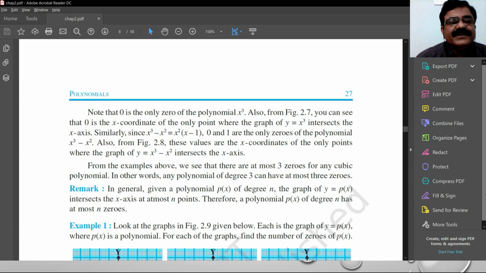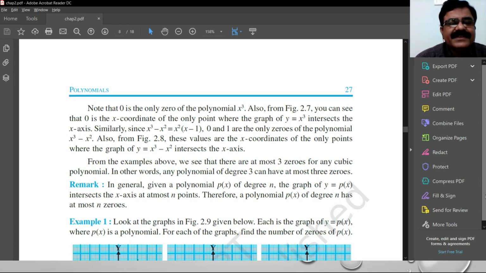Note that 0 is the only zero of the polynomial x cube, that is, its zero is 0. Also from figure 2.7 you can see that 0 is the x coordinate of the only point where the graph of y equals x cube intersects the x-axis.